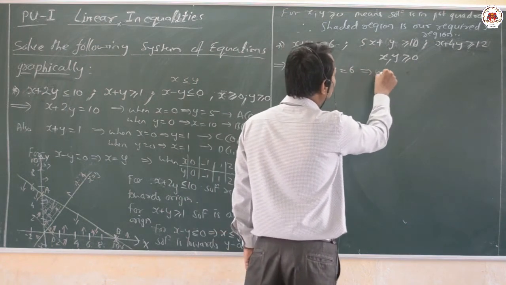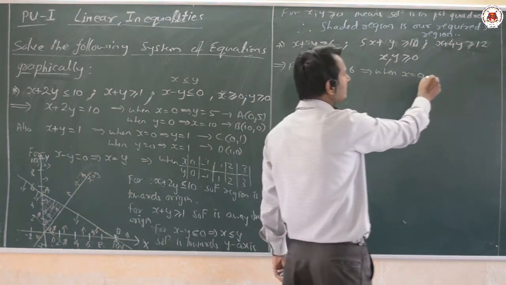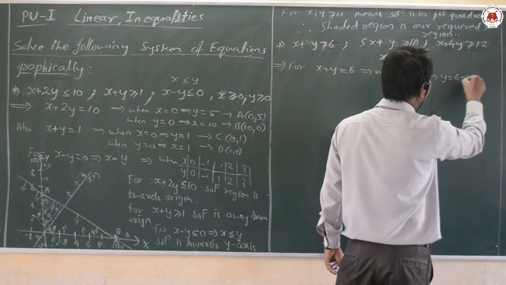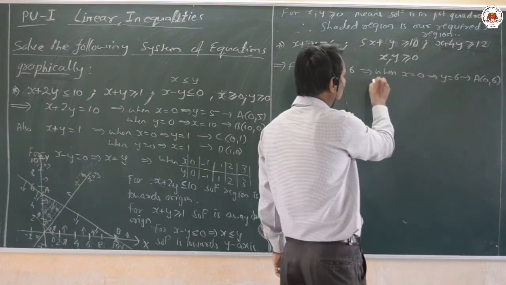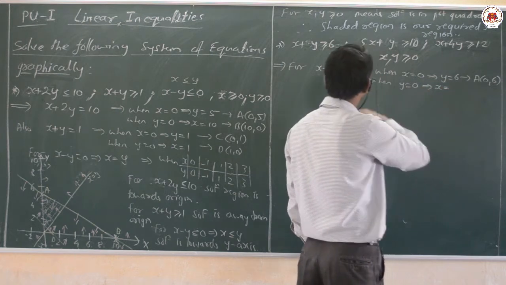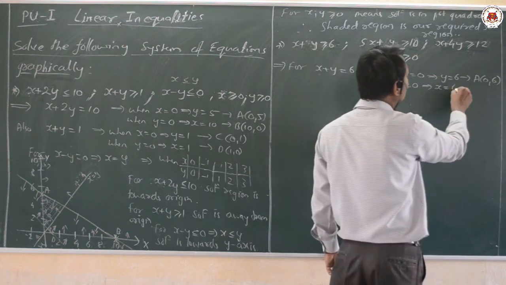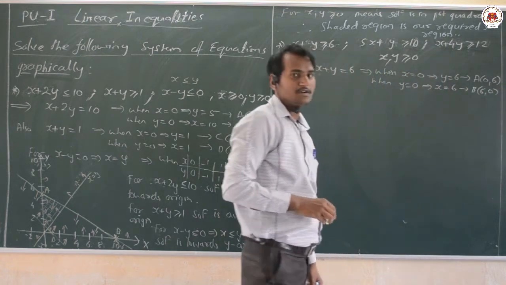Now let us look at this problem, x plus y equal to 6. When x equal to 0, what happens to y here? Y is equal to 6. The value for A will be (0, 6). Also, when y is equal to 0, x equals 6, that implies B is (6, 0).